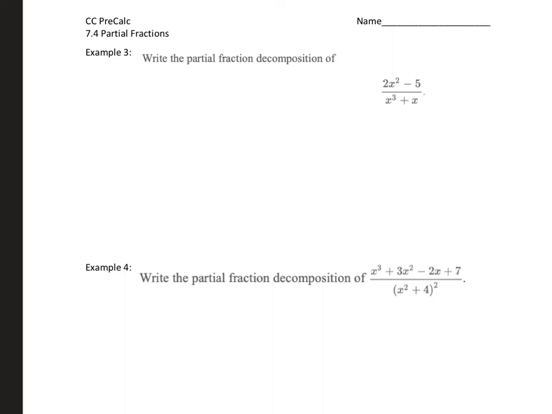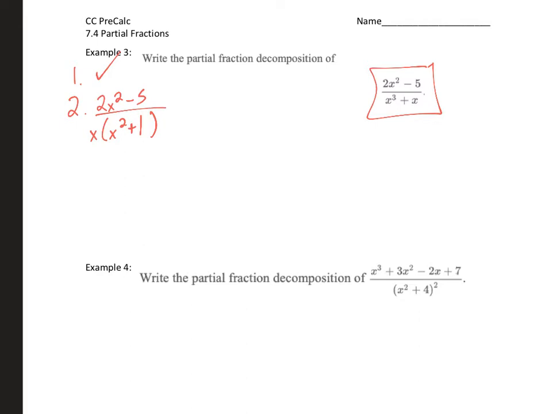All right, example 3, partial fraction decomposition of this into simpler fractions. Step 1, see if it's improper. It is not, hooray. Step 2, factor the denominator. So we're going to rewrite it as 2x squared minus 5 over x times x squared plus 1.